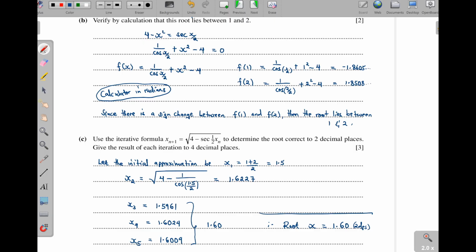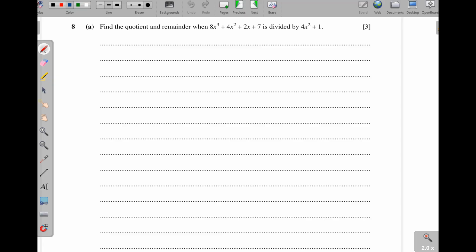As simple as that. Question 8 is coming from polynomials, part A, find the quotient and the remainder when this one is divided by this. Okay, like the way we used to divide in primary. So we go back. This is 8x cubed, then plus 4x squared, then plus 2x, and then plus the 7. Then we bring this one here, it is 4x squared, then plus 1.